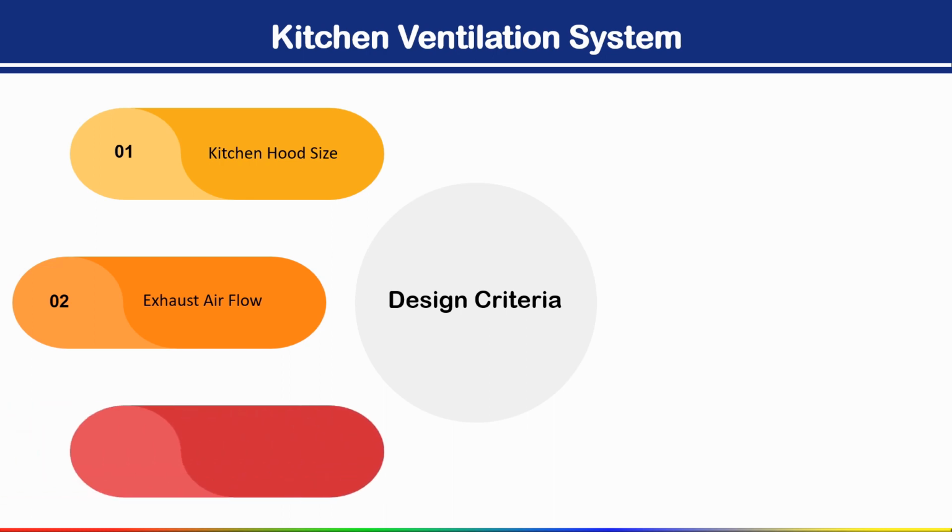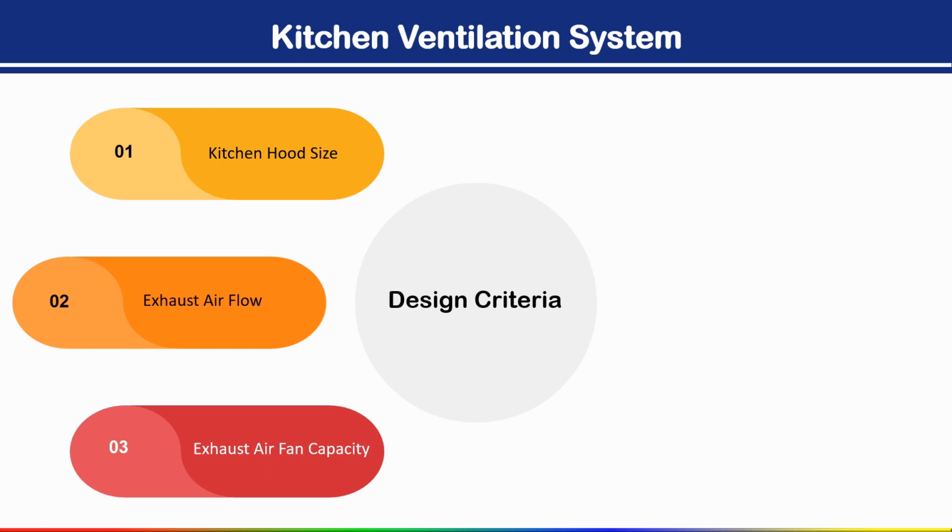Third is exhaust air fan capacity. How to find out the exhaust air fan capacity? Suppose you are using a hood and ducting, and you have installed the duct also. For that we generally use a centrifugal fan, and sometimes we use an inline cabinet fan. So how to find out the capacity of that fan? For that we have a formula.